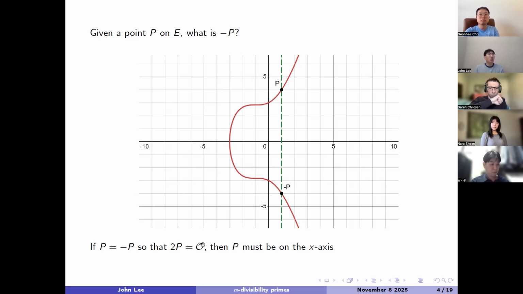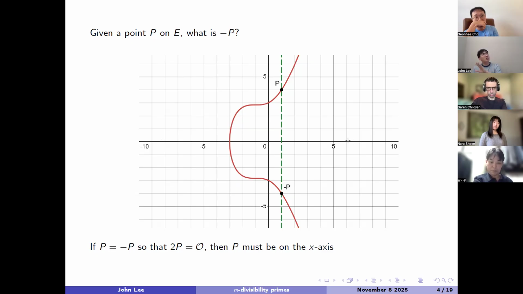So 2P is O, assuming P is not the identity. Of course, if P is the identity, this is also satisfied, but let's exclude the case that P is the identity. So P is a non-trivial 2-torsion point, which means P should be on the x-axis. So I can ask a question: how many non-trivial real 2-torsion points are there in this case? There's only one, because this curve intersects the x-axis only one time.